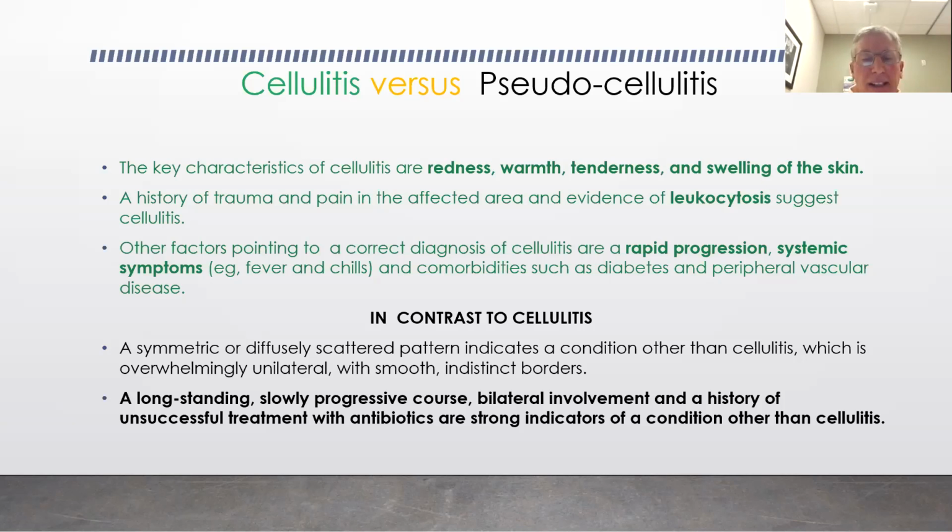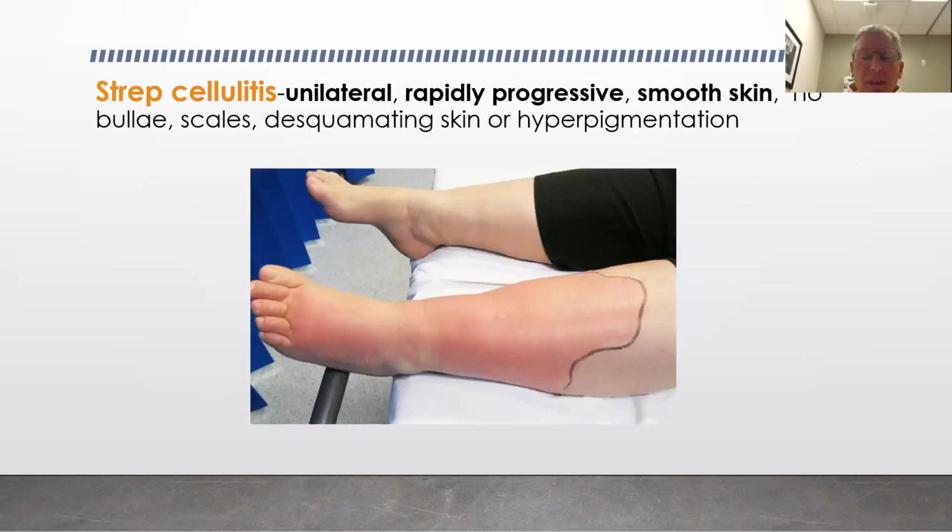But a long-standing, slowly progressive course, bilateral involvement, and a history of unsuccessful treatment with antibiotics are strong indicators of a condition other than cellulitis. Sounds like the patient we just presented. Next slide. So this is strep cellulitis.